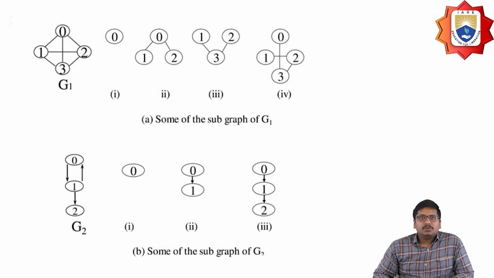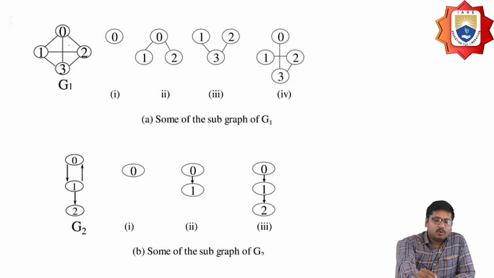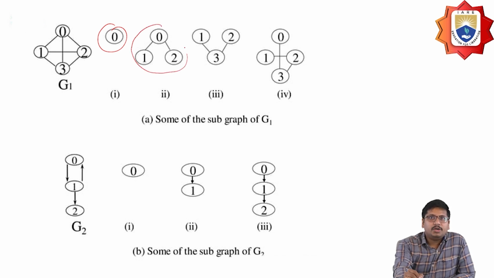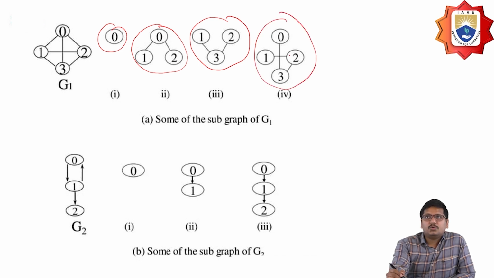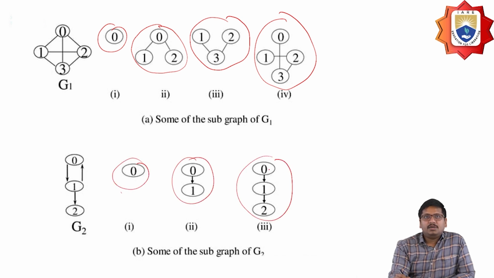So subgraph means that we're going to have the graph. In this graph, I'm going to consider one vertex that should be considered as a subgraph, and 0, 1, 2 should be one subgraph, and 0, this form is also going to be a subgraph, and this one is also going to be a subgraph here. So some other subgraphs look like this. A subgraph is nothing but some part of the graph.